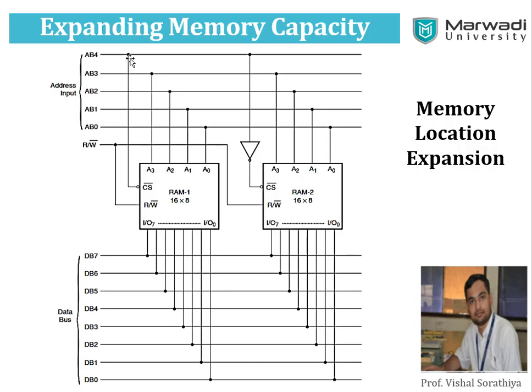Now why is 1 turning on the first chip and 0 turning on the second chip? Because it is a chip select bar, so it is negative logic. Whenever there is a 1, one chip is going to be on, and whenever there is a 0, the other chip is going to be on, and accordingly we can access 2 raised to 5, which is 32 addresses, if we have this type of memory location expansion arrangement.